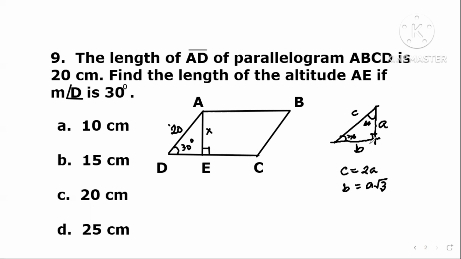If we use that in this problem, no computation is needed. Since this is a 30-60-90 triangle and our hypotenuse is 20, the length opposite 30 is half of 20. Okay? So, if C is 20, then x must be 10 centimeters. Okay? That's all there is to it.